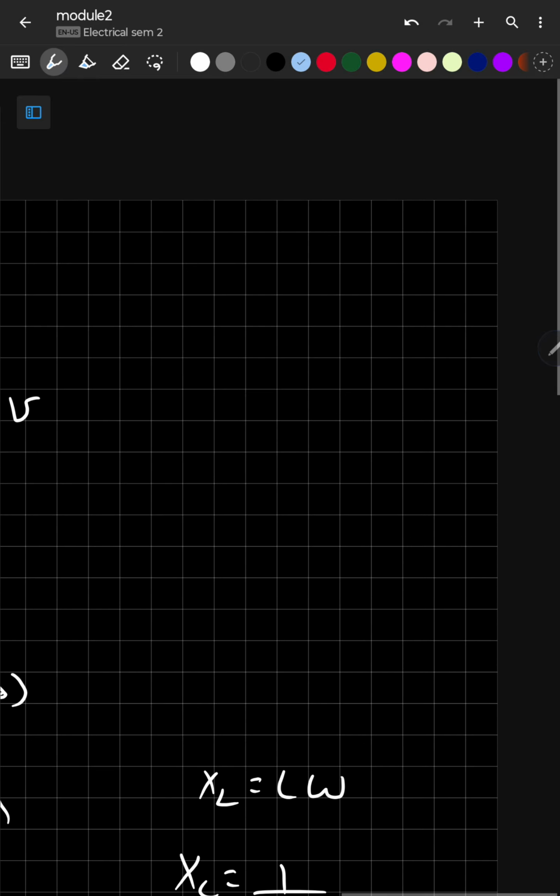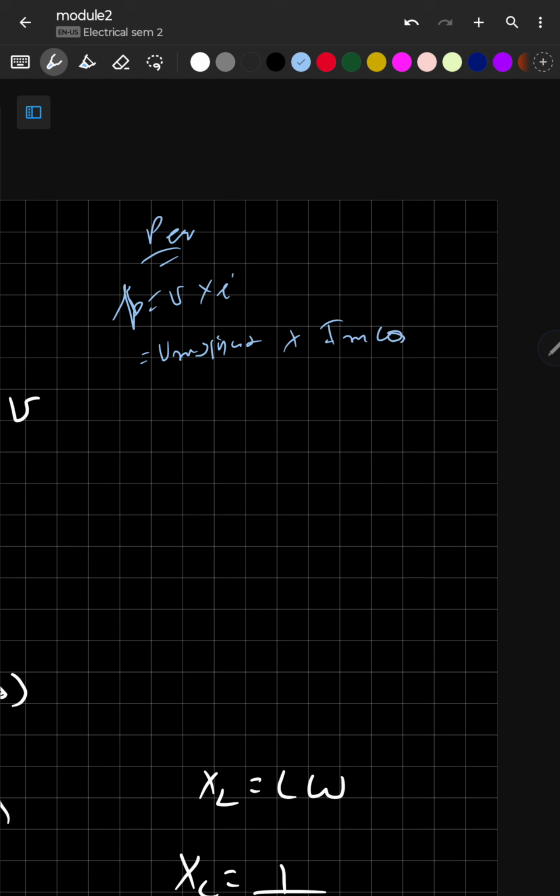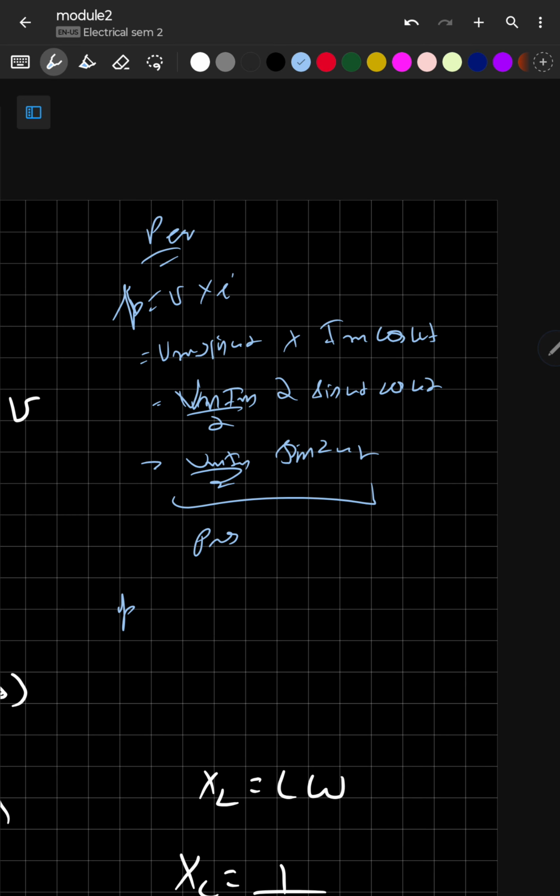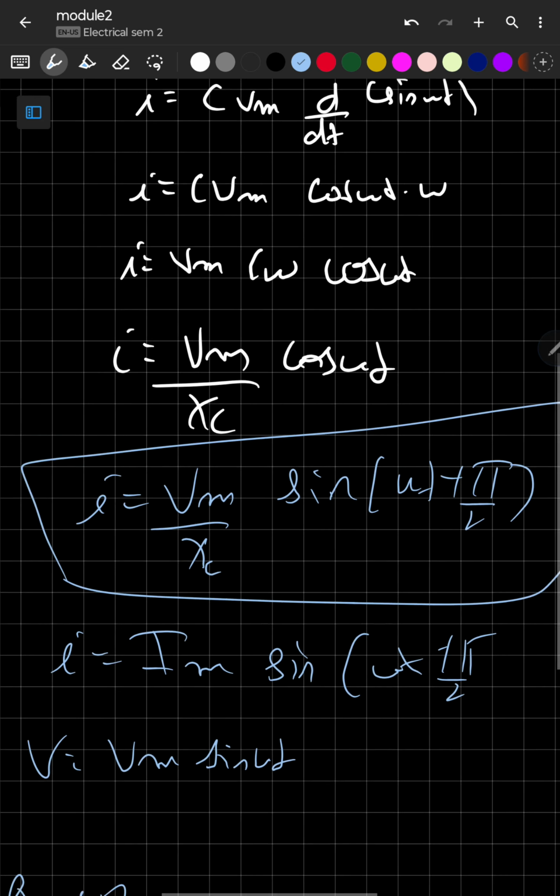Next, the power equation, let's see. P equals V into I. Vm sin omega t into Im cos omega t. Here no plus, my bad, I was getting confused with LCR. So here it is going to be Vm Im by 2 sin omega t cos omega t, that is going to be Vm Im by 2 sin 2 omega t. This is going to become a pulsating term, and the average power over the cycle is going to be 0.